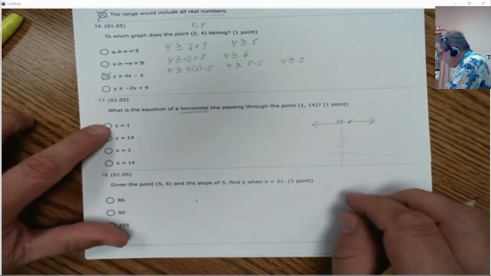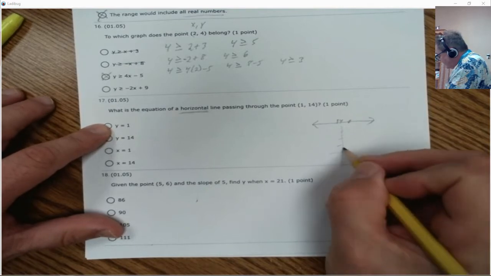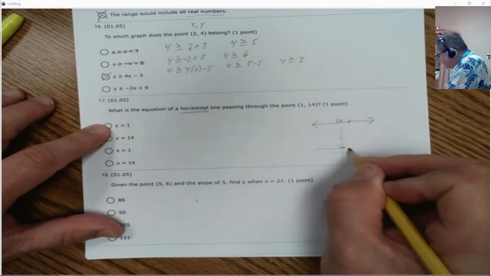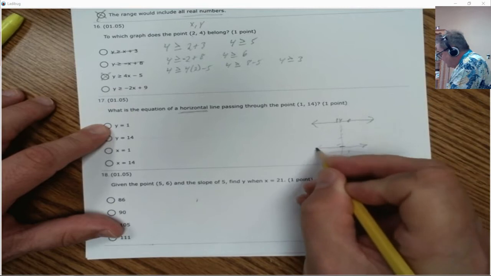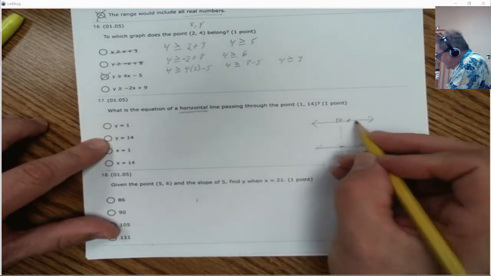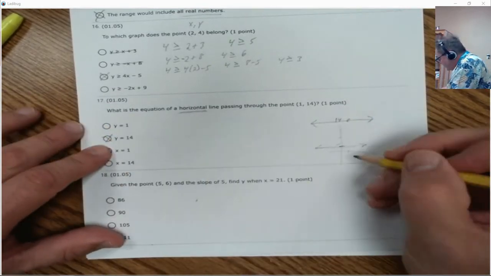y equals 1. Where does y equal 1? y equals 1 down here. That would be this line when y equals 1. y equals 14. That's it. y equals 14. If x equals 1, that's all of these x's here.